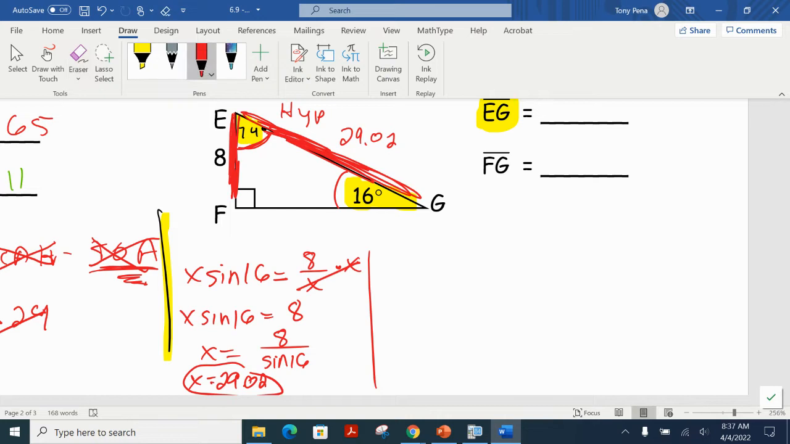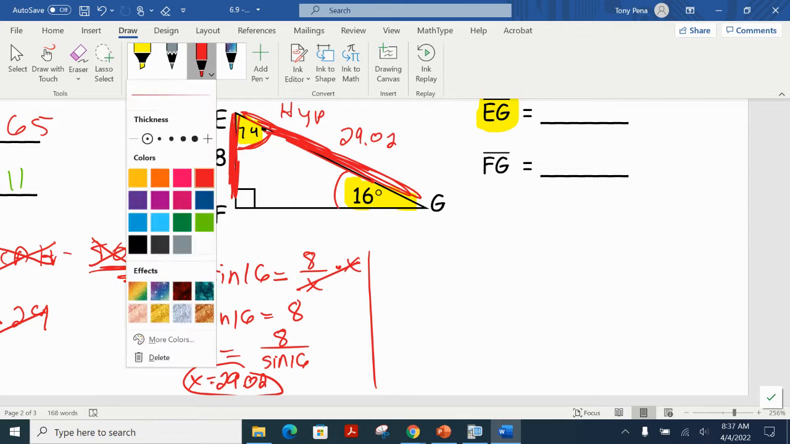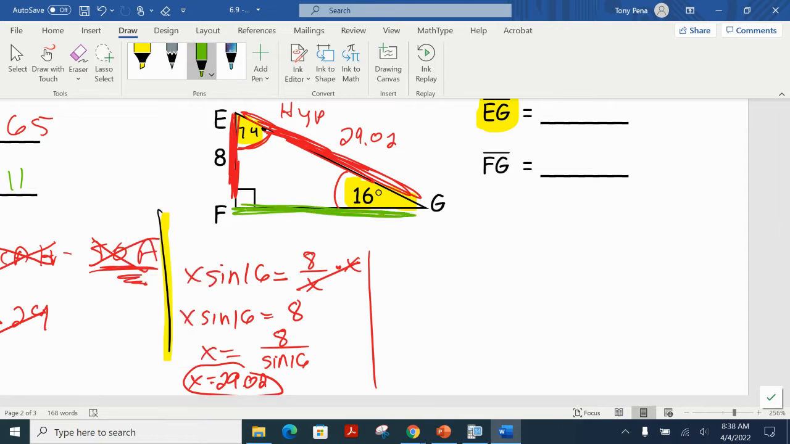So now, if you don't like the SOHCAHTOA yet, if you haven't quite figured that out, don't we now know two of the three sides? So if I wanted this final missing side right here, now we can go ahead with the good old-fashioned Pythagorean theorem that we should be pretty good with. The hypotenuse we now know is the 29.02. The other side was the 8, and we can now figure out the B through the Pythagorean theorem.